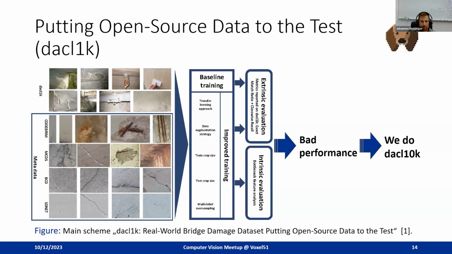We also tried to push performance with heavy data augmentation, varied training and test resolution of the images, and applied oversampling to tackle the problem of class imbalance. But in the end, the performance was quite bad. So what we also realized, maybe again, was that we additionally need more info than the damage class. We also need the size and the localization of the defects, at least on a pixel level. So we decided to do our own semantic segmentation dataset called Dacl 10K.